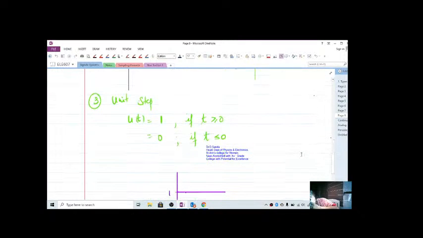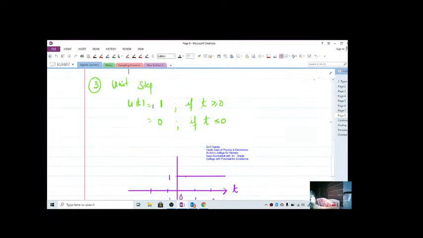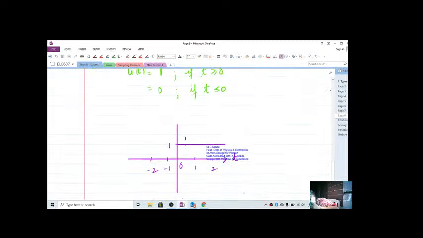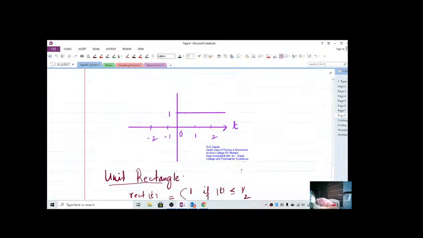Then the unit step function. As the name indicates, it has a magnitude of 1 for all values of t. All these functions are drawn with time on the x-axis. So for t greater than or equal to 0, u of t is 1, and it is 0 the rest of the time. So this is how you represent that.